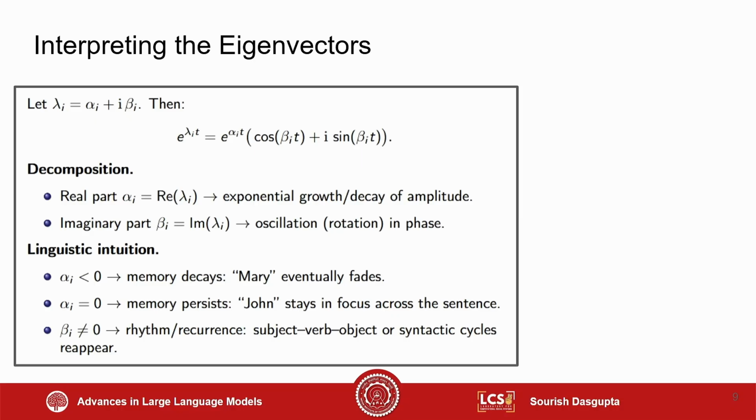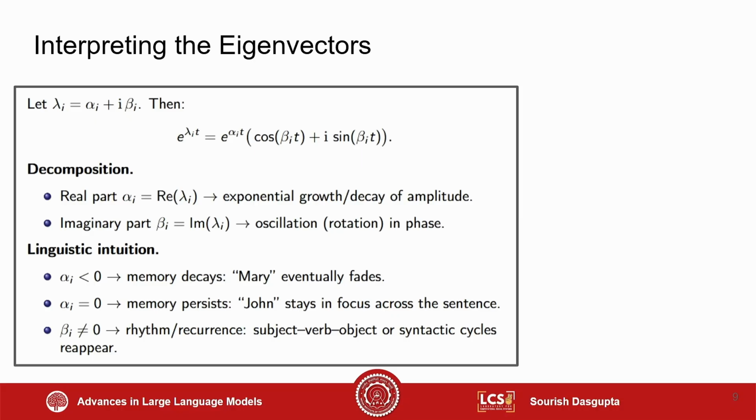Ideally we would love alpha_i to be less than 0, in the sense that the memory should decay, the memory should eventually fade. But this word "eventually" is very important. Please note that it should not drastically decay. It should eventually decay, right? So if alpha_i equals 0, that would mean that memory persists. It just remains the same, right?